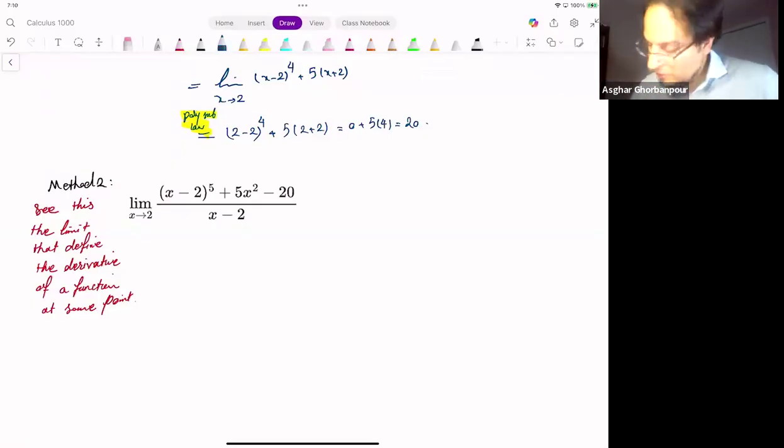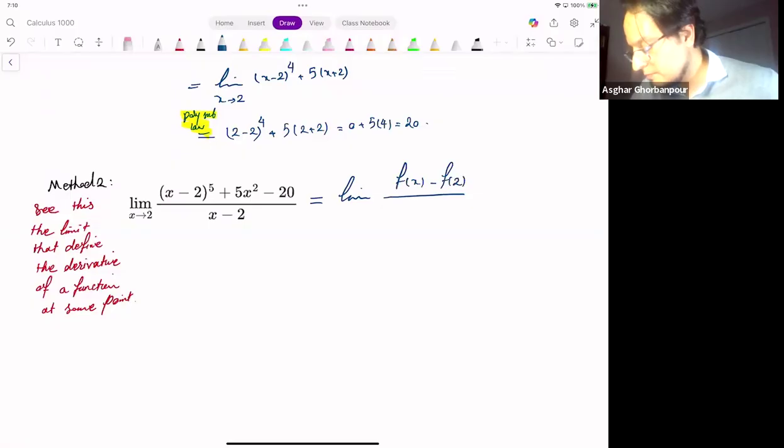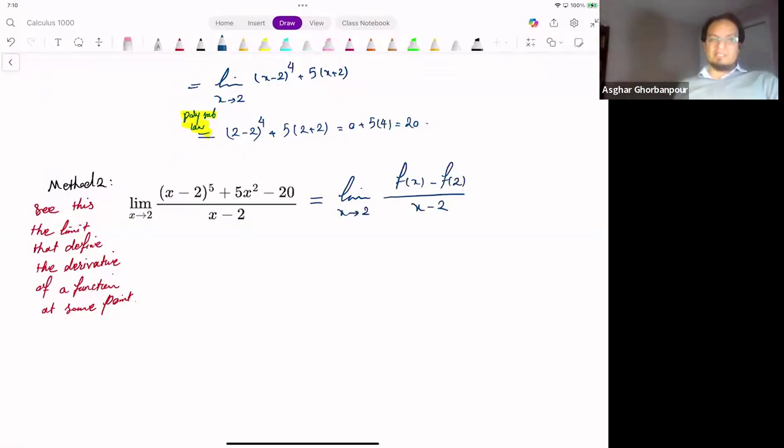But let's see, what does this mean? What do I need to do? I need to write this as one of the definitions of the derivative of a function at a point: f at x minus f at a over x minus a, as x goes to 2. Since x goes to 2, I'm trying to find the derivative of a function.